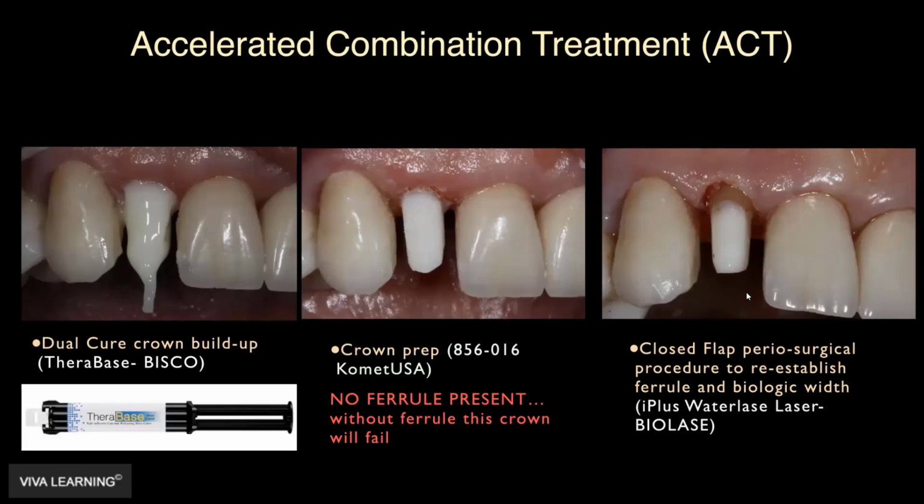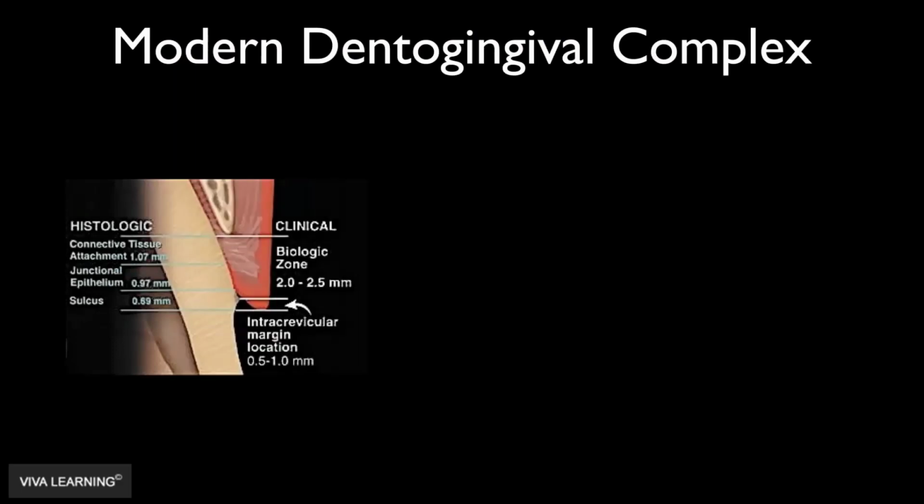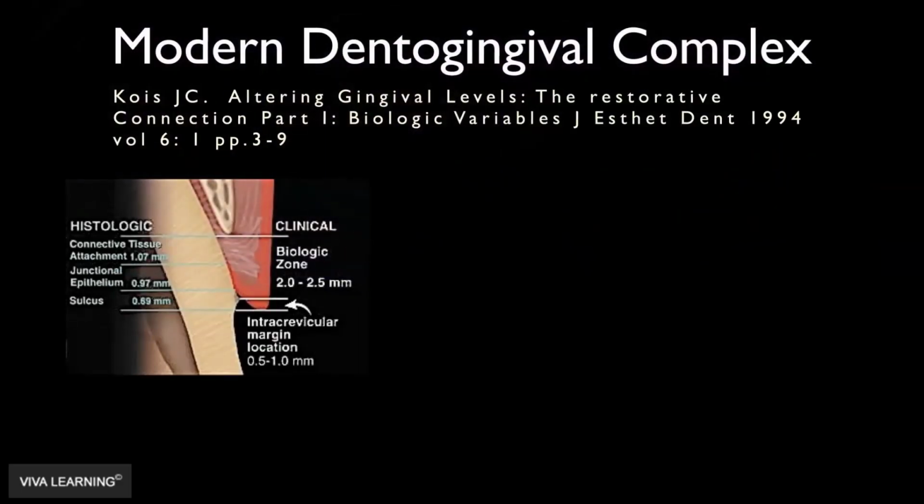Let's talk about this concept a little as to how you're able to do a closed flap, because this is how you're able to simplify periodontal surgical procedures. I have been doing this since 1994. Let me share with you the actual article on which I based a lot of this originally. This is by John Kois, Altering Gingival Levels, and it's regarding the biologic width variables. In 1994, I read this and I thought, wow, this is a real game changer.